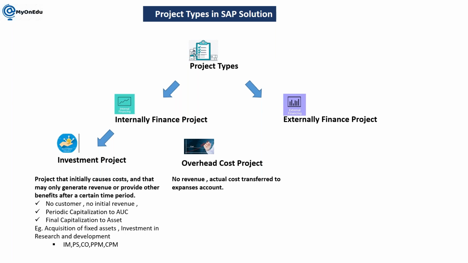So when we say settling in AUC or settling into an expense account, it means whatever cost is incurred in that project, when you show your balance sheet, you need to consider where exactly the project will be settled. That is the main purpose here. Here we will not have any customer, no initial revenue, and capitalization to a cost center or an expense account. The example is an R&D project, and you can implement this kind of scenario in project system, controlling, portfolio project management, and commercial project management.